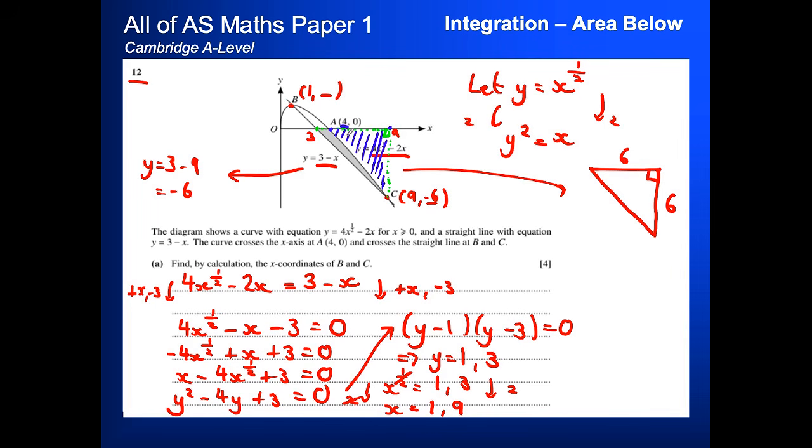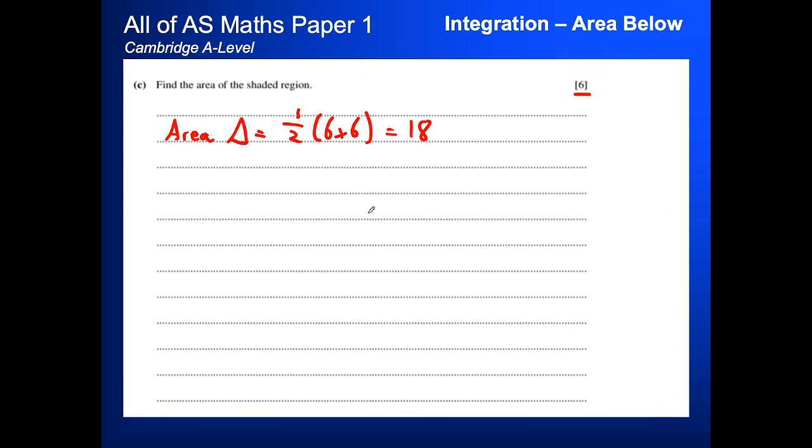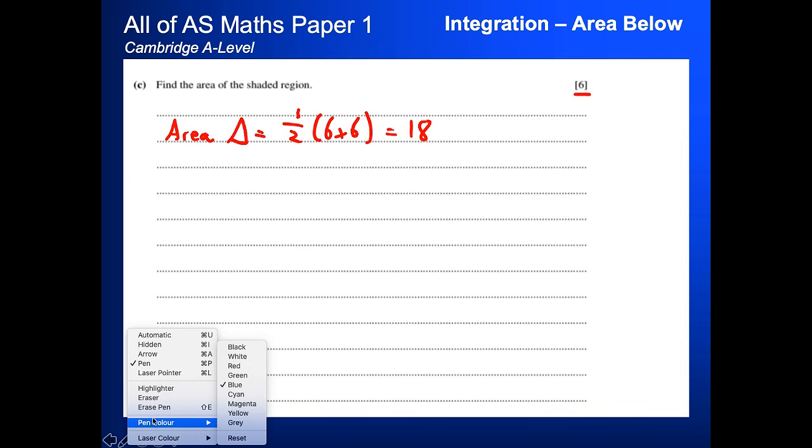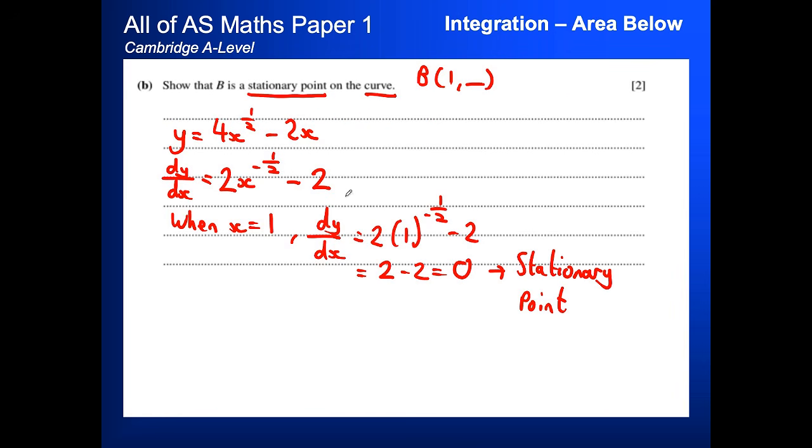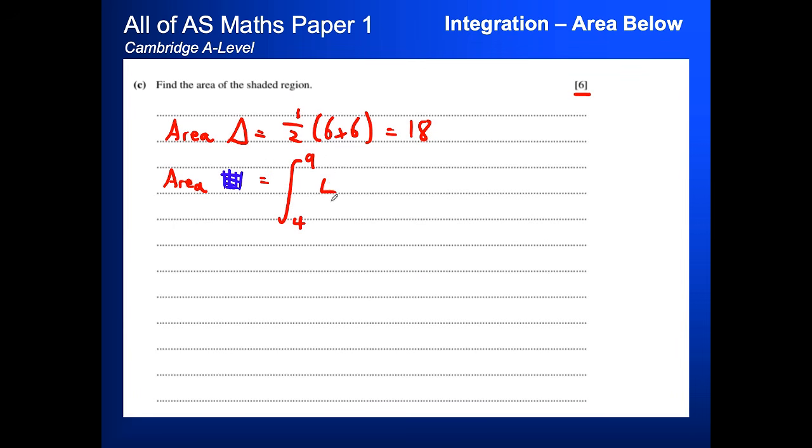We already have the limits, which is very useful. So 4 and 9, and of course the curve from before. So in order to work out the area of the blue, I'm going to put area of blue, so I can just indicate to the examiner what I'm looking for. It's going to be the following integral, so it's going to be the integral between 9 and 4, looking for the area under the curve of our function from before, so 4x to the power of a half minus 2x with respect to x.